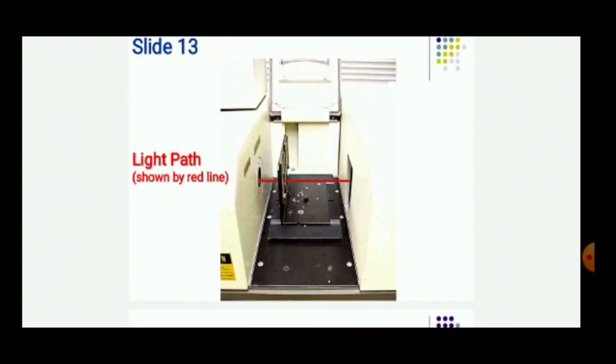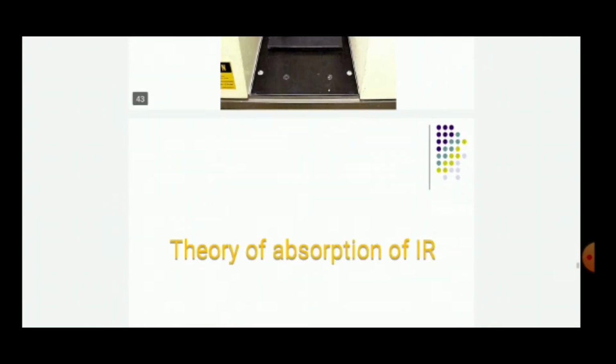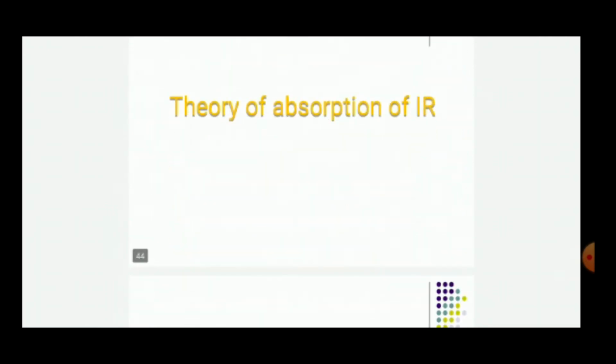You can see a path of light in which your pellet is placed. You can see the red colored line. You will place your pellet exactly at the red colored light, so that the light can pass through the pellet and give you the IR spectrum.